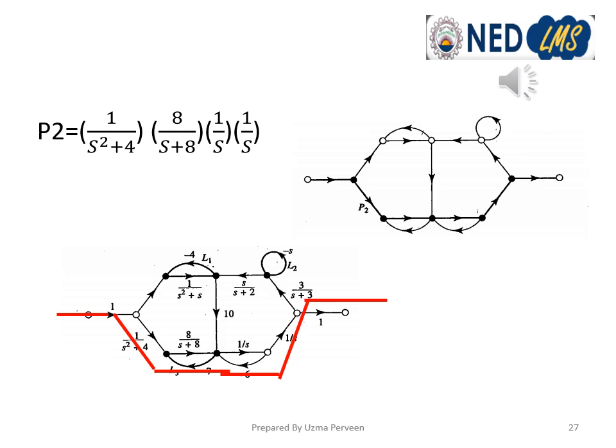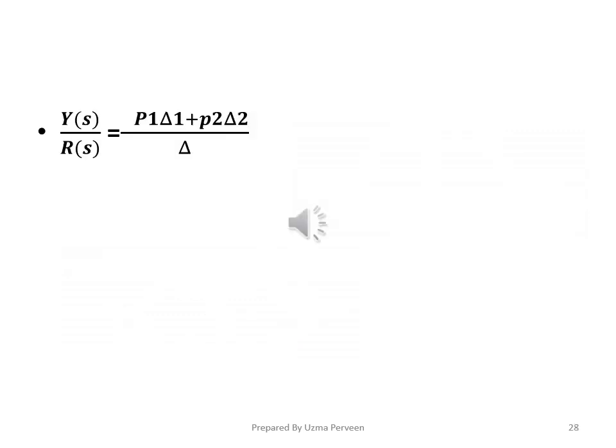So the product of all these branch gains is the gain of forward path 2, that is 1 upon S square plus 4, multiplied by 8 upon S plus 8, multiplied by 1 upon S, multiplied by 1 upon S. This is the second forward path. As we have two forward paths, we set up Mason's gain rule to find the transfer function, output upon input, Y upon R, that is P1 del 1 plus P2 del 2 upon del.